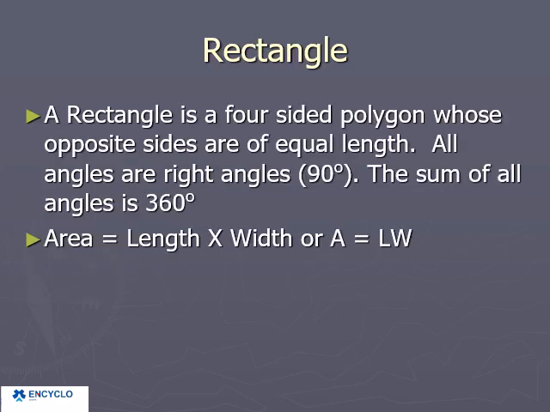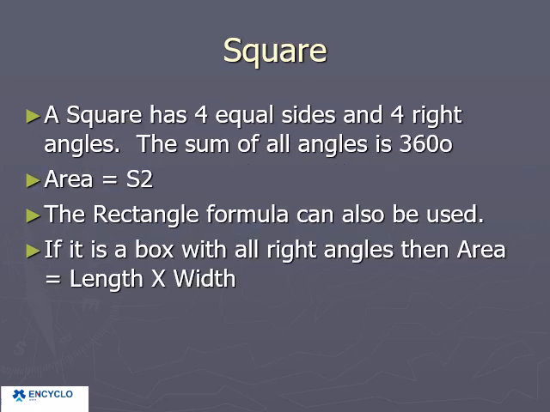A rectangle has 4 sides, with opposite sides equal and all angles at 90 degrees. Its area is calculated by multiplying length by width. A square has 4 equal sides and 4 right angles. Its area is side squared, or length times width if you prefer the rectangular formula.